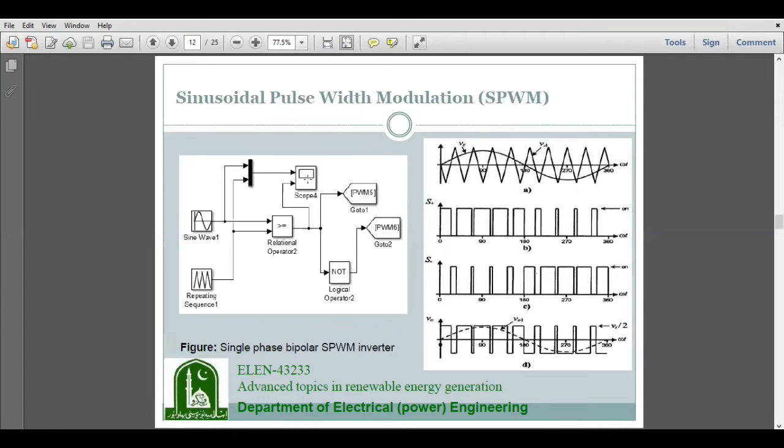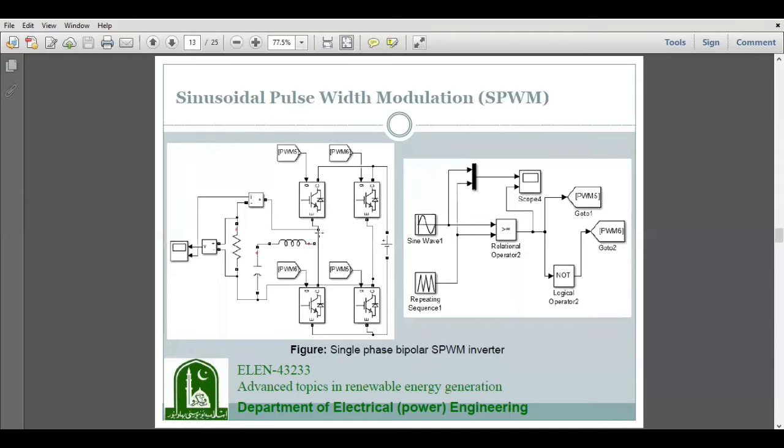So this is the waveform of a single phase bipolar sinusoidal pulse width modulation inverter. There are four switches, and we are getting two waveforms to control the triggering of these switches.